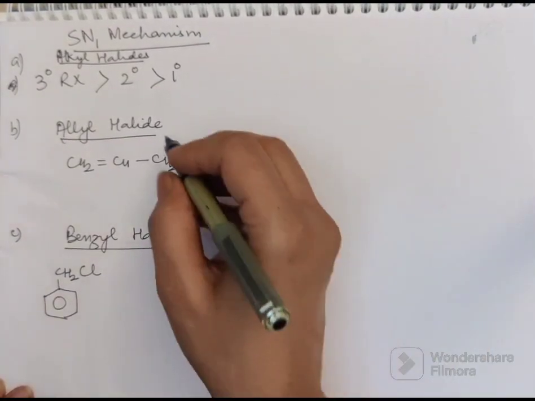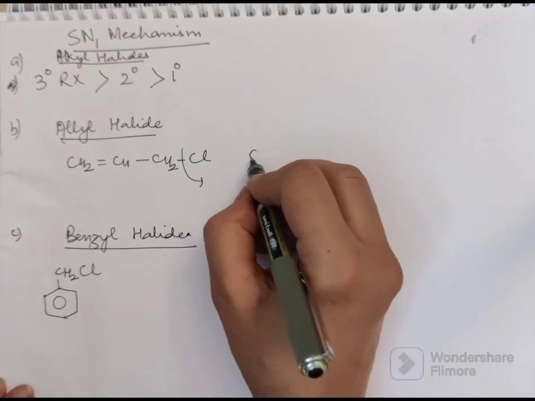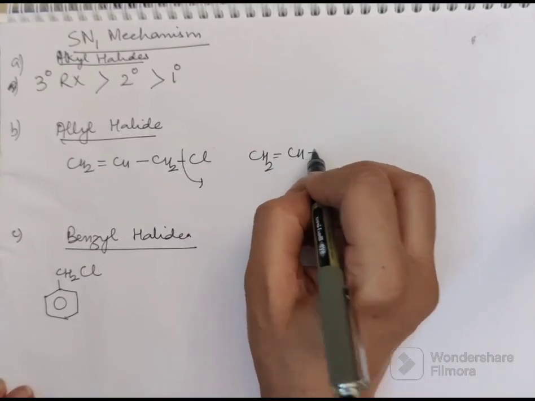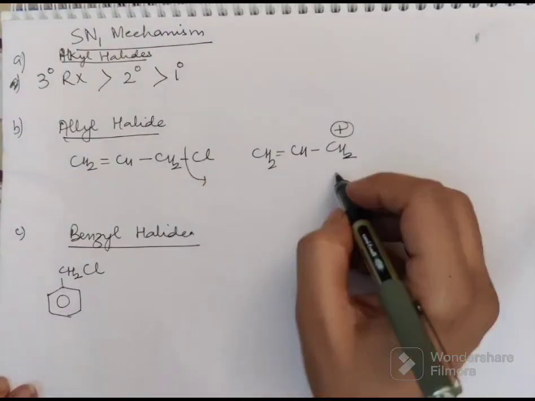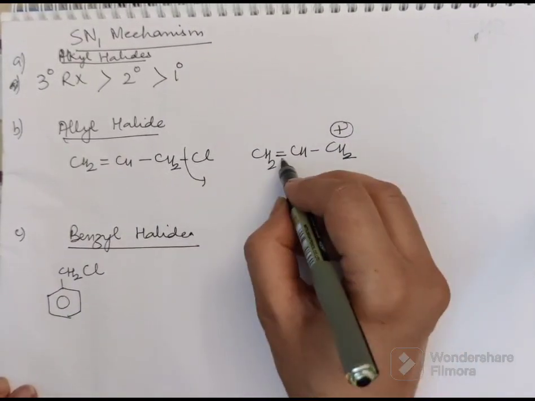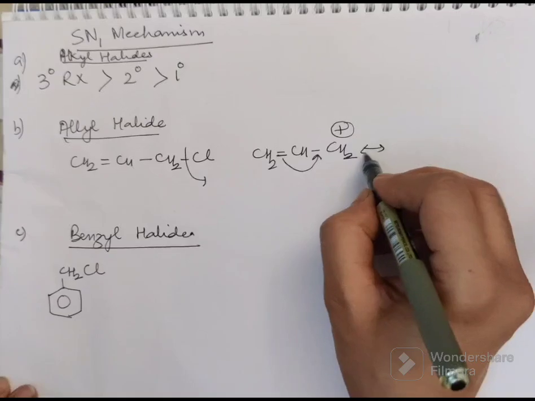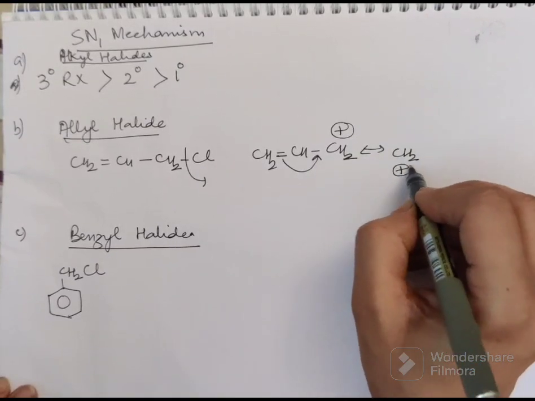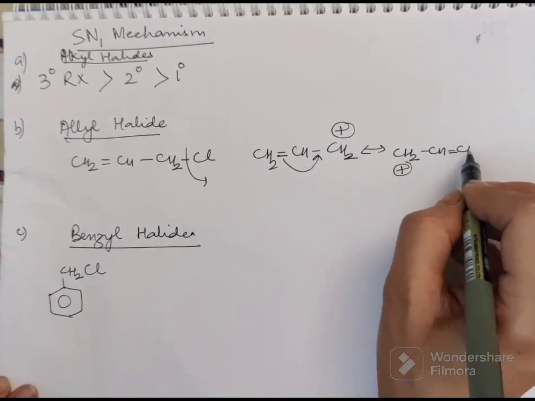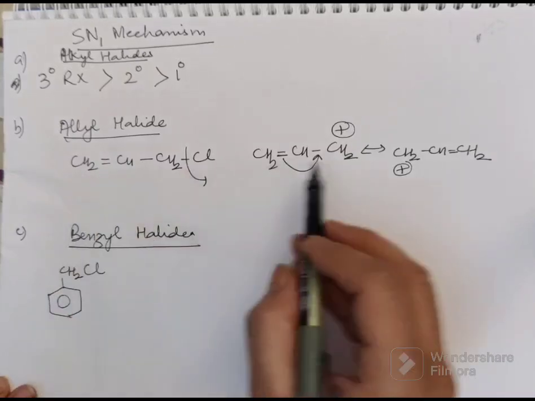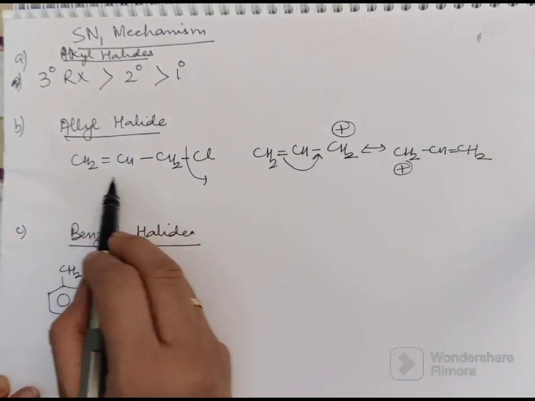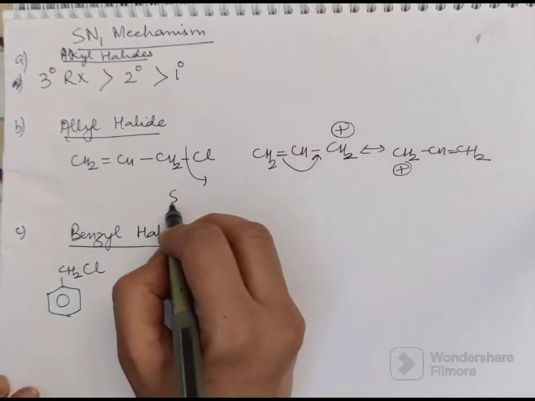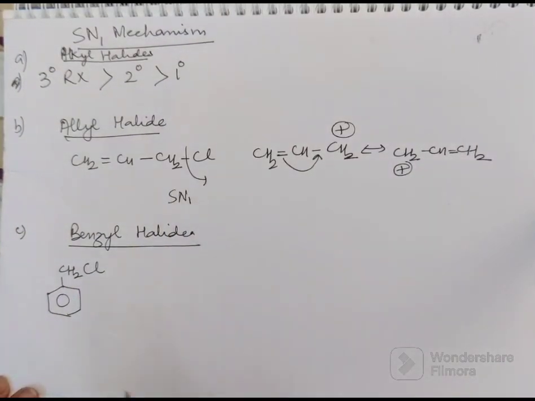If this goes away, what will we get? CH2=CH-CH2 plus. This carbocation will be formed and this is resonance stabilized. How? If I shift here, it will become CH2 plus-CH=CH2. So this allyl carbocation is resonance stabilized. This means if this compound is given, it will also give the SN1 mechanism.